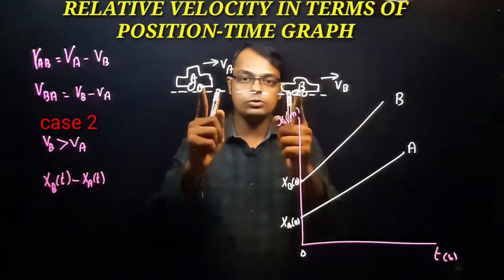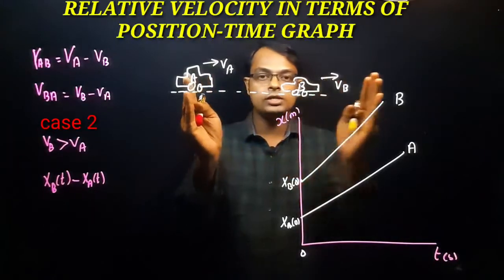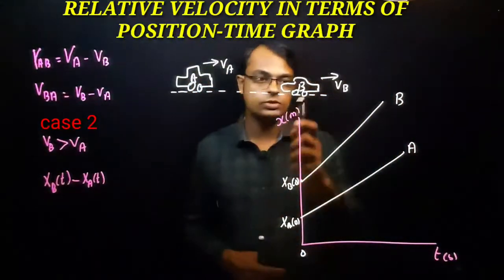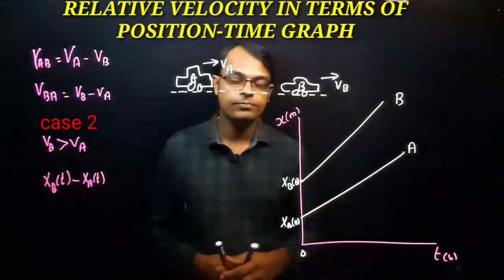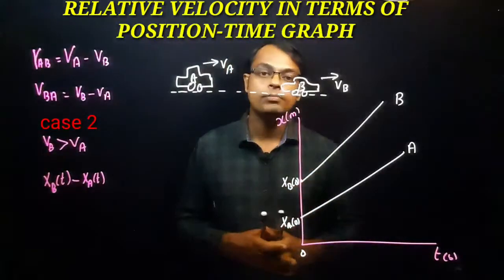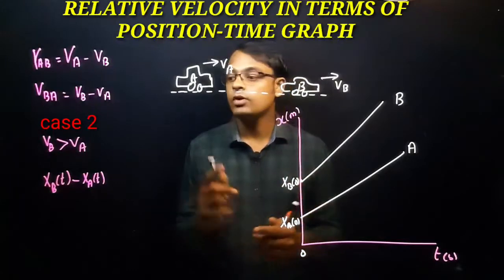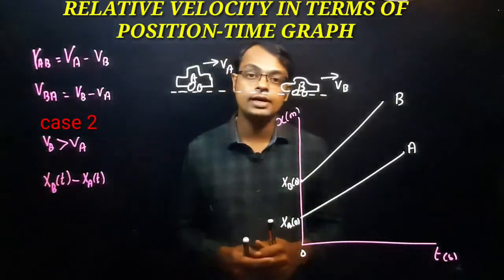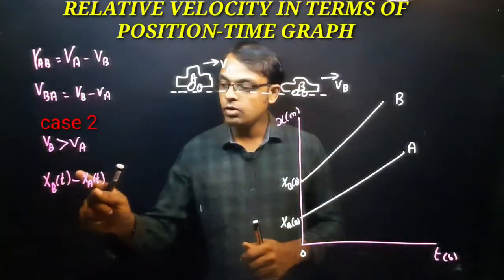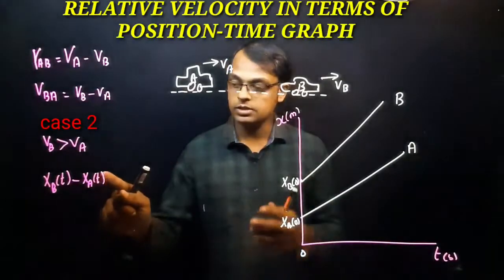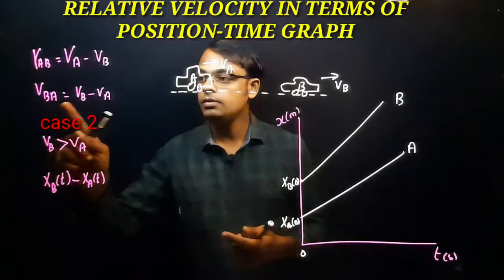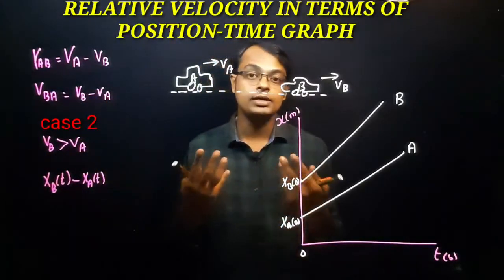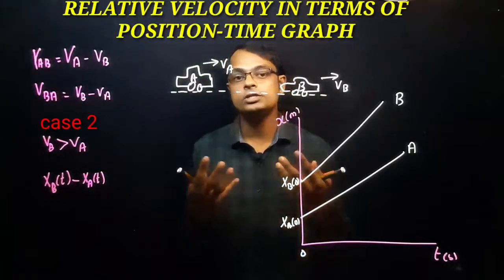Practically speaking, the distance between these two cars will increase because the speed of car B is more. So this is the way to represent the position-time graph when VB is greater than VA. Here XB of t minus XA of t, that is the relative displacement, increases by an amount of VB minus VA in each second.